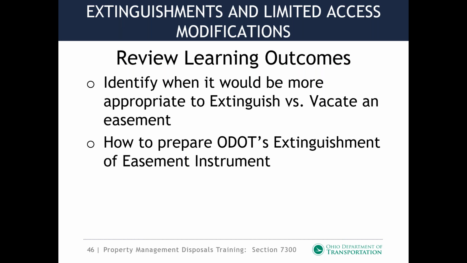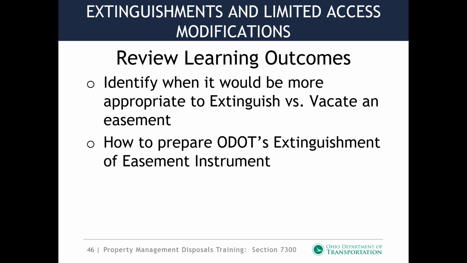So the review learning outcomes, first of all, we wanted you to understand how ODOT controls limited access right of way. We discussed the bundle of sticks concept in real estate and how and when ODOT acquires limited access right of way, it is purchasing the right of an adjacent owner to cross over our right of way boundary and onto our highway. We also discussed that when ODOT acquires limited access right of way, the abutting owner's access is specifically identified in the instrument, easement, or deed.